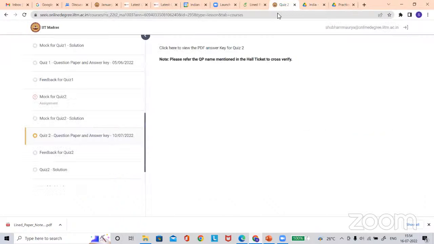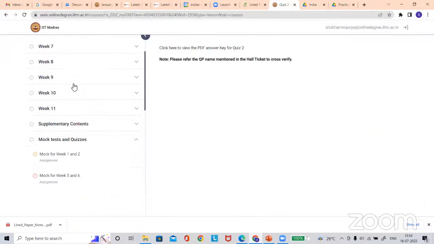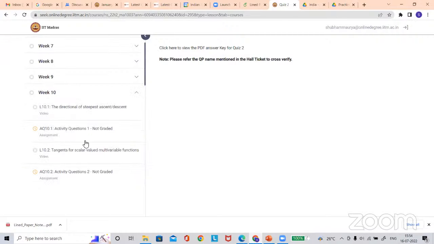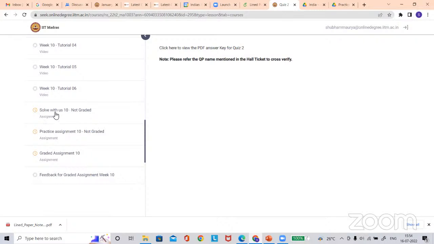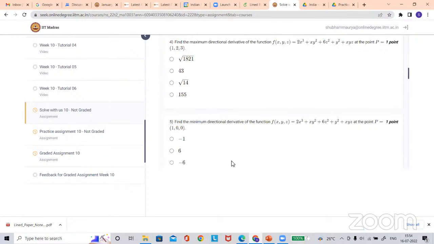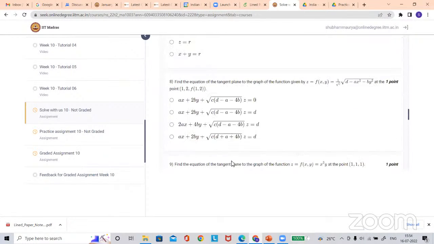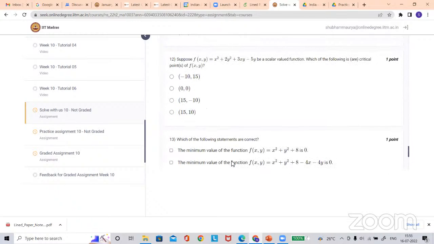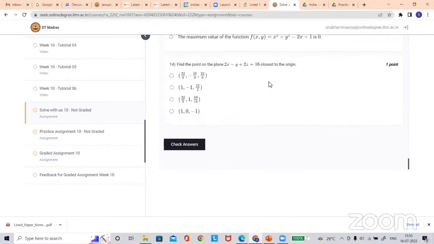Otherwise, anyone else have a doubt? Sir, can you check the solve with us question number 14? Okay, this one. Find the point on the plane closest to the origin.